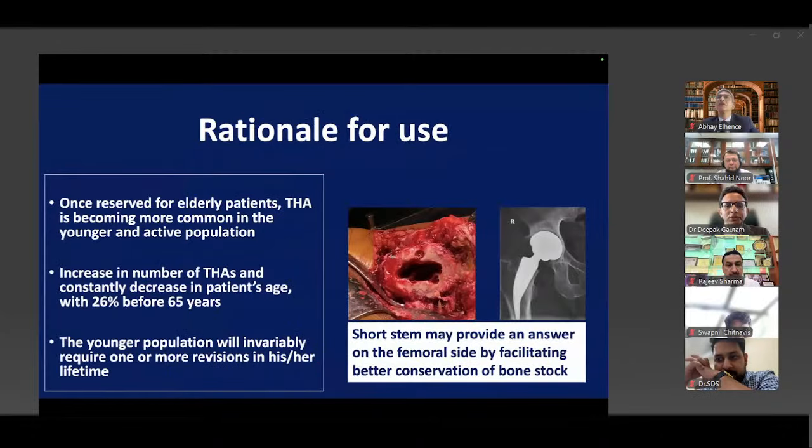So the rationale for use: once reserved for elderly patients, total hip arthroplasty is now more commonly used in younger and active populations. There is an increasing trend in the number of total hip arthroplasties, and simultaneously a decrease in the patient's age, with more than 26% being before 65 years. That means this younger population will invariably require one or more revisions in his or her lifetime. So short stems may address the femoral side issues by facilitating better conservation of bone structure.